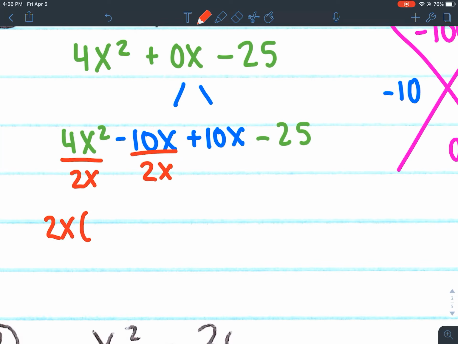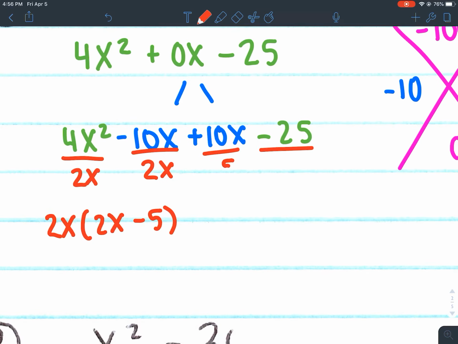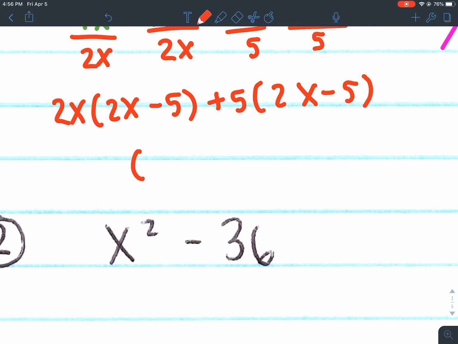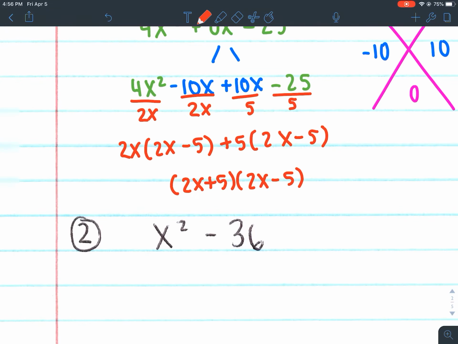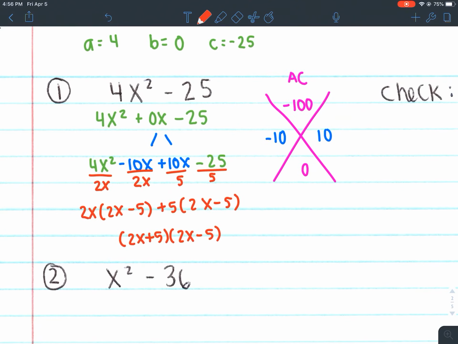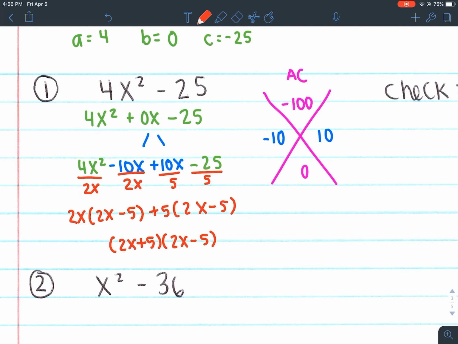So I factor out 2x, and then I have 2x minus 5. GCF here is a 5, so I have plus 5 here, 2x minus 5. Parentheses match, so my first set of parentheses are 2x plus 5. My second is 2x minus 5, okay? Now, again, that's the process we're used to doing, and it will work with, of course, any type of factorable quadratic. But when I have a difference of squares, I can actually do a shortcut.